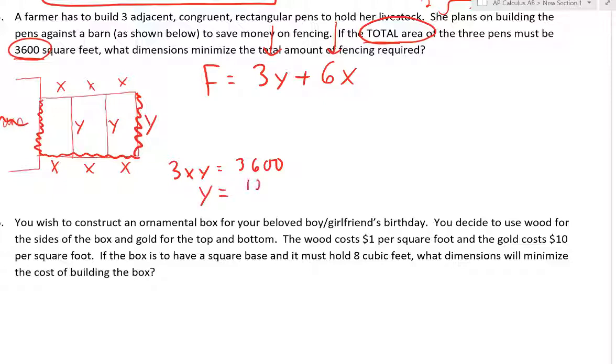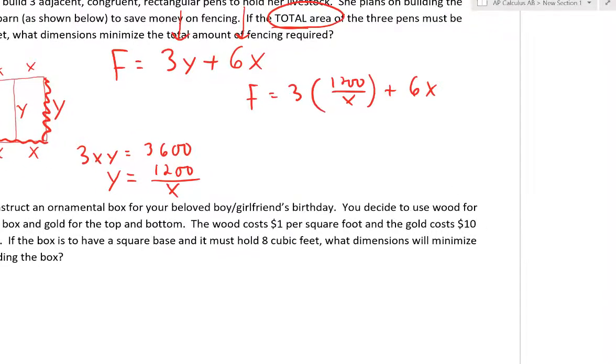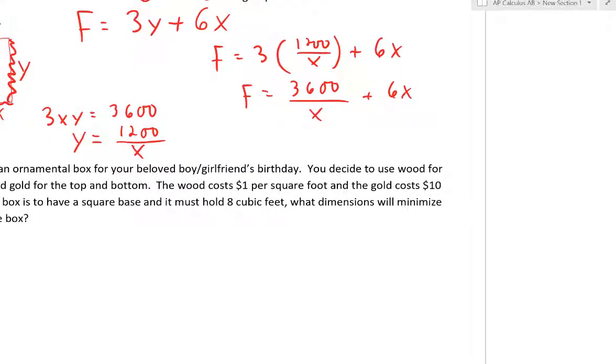And it turns out that when you divide by 3x on both sides, y has to be 1,200 divided by x. So in order for the area of this thing to be 3,600 square feet, y has to be 1,200 divided by x. So that means my fence equation is actually 3 times 1,200 over x plus 6x, which means the fence equation is 3,600 over x plus 6x. And I want to know what the minimum value of this thing is going to be. So we're going to derive it.